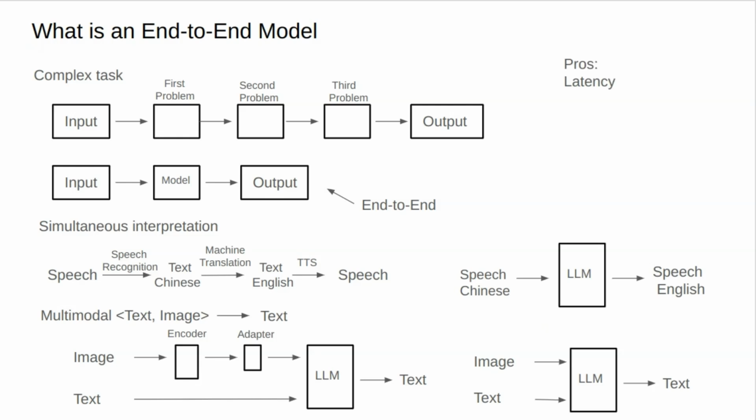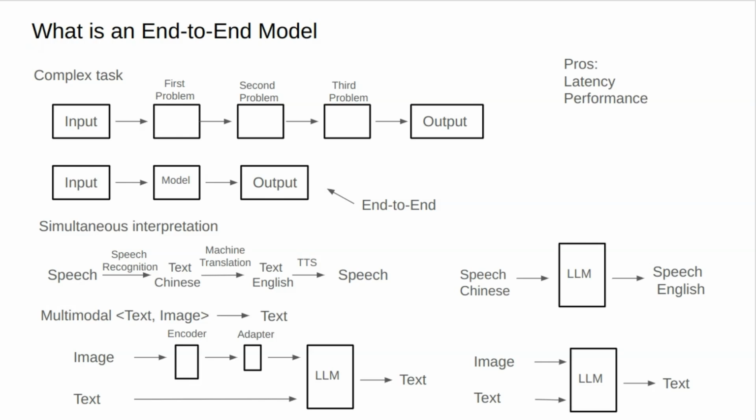The advantages are: first, the latency. End-to-end models typically have lower latency since the task is completed in a single step. This makes them a preferred choice for real-time AI systems, explaining why GPT-4o can efficiently generate images or text. In contrast, standard pipelines often introduce more latency.